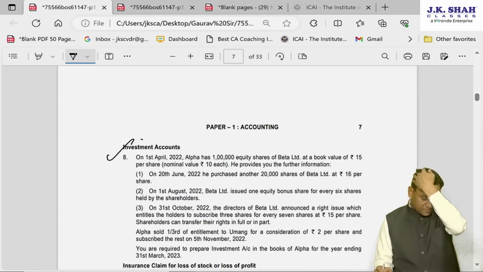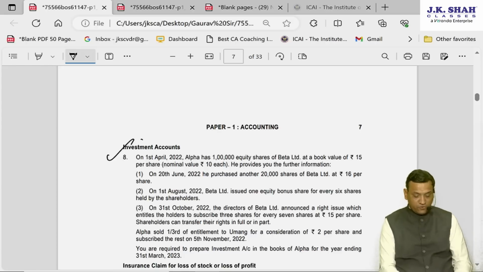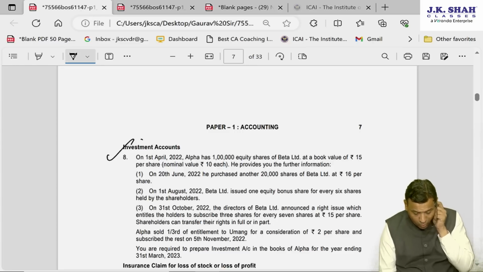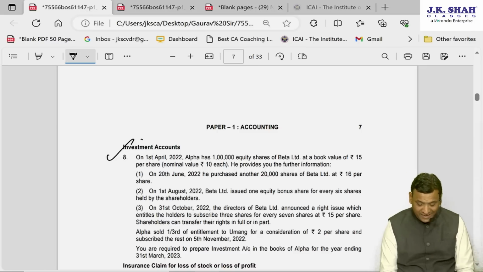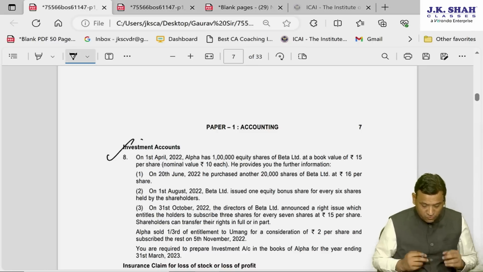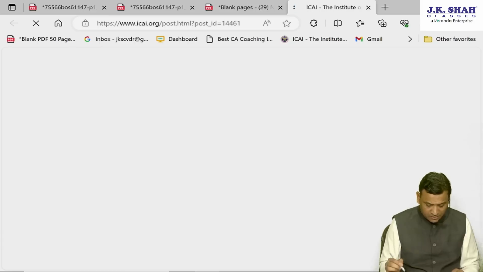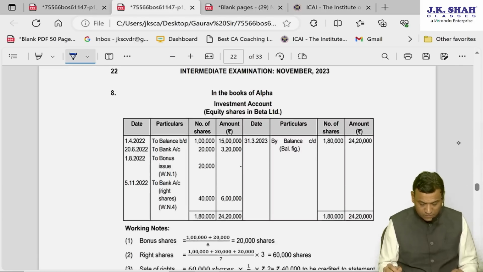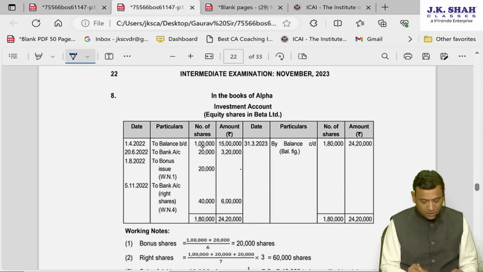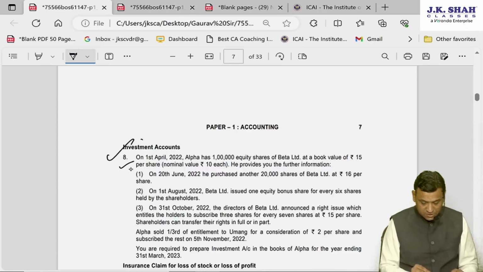This is with respect to your investment accounting. On 1st April 2022, Alpha had 1 lakh equity shares of Beta Limited at a book value of 15 per share, nominal value 10. He provides you further information. It means it is my opening balance. I do it simultaneously because this is a simple chapter. To balance brought down, number of shares 1 lakh, 15 lakh is the amount for us. Next, this is nothing but our value at which we had purchased.